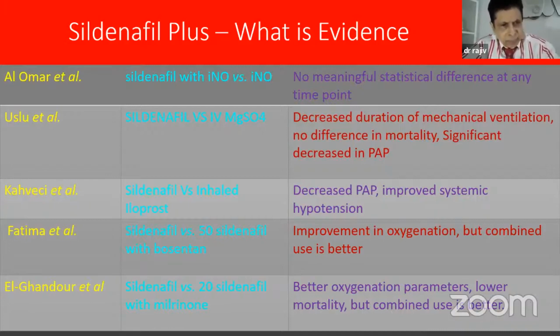Gandor and group combined with milrinone, that is 2 different pathways, and found improvement. So I think the bottom line is we are in a conceptual model where we can introduce 2 different pathways of the pulmonary vascular resistance for better results, keeping in mind that we should not use something which can precipitate hypotension. The biggest double-edged sword you're playing with in pulmonary hypertension is hypotension.